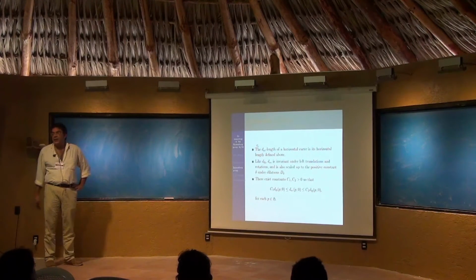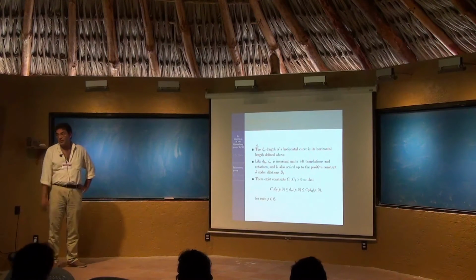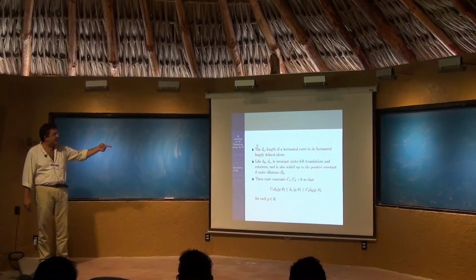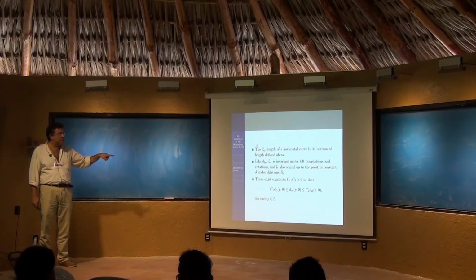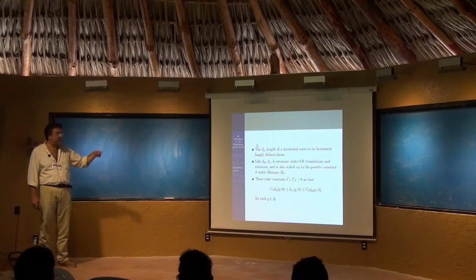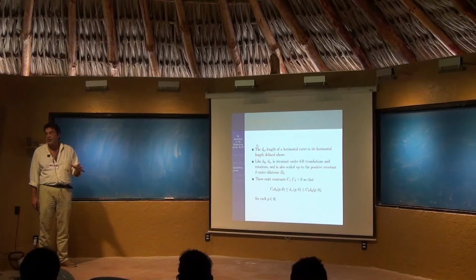Some things about the Carnot-Carathéodory distance: the length of a horizontal curve is its horizontal length, because it's a geodesic. d_CC is invariant under left translation and rotations, and is also scaled by a positive constant under dilation by delta. And also, which is very, very important, there exist constants such that C1 d_H(P, Q) is less than d_CC(P, Q), which is less than C2 d_H(P, Q). That makes these two metrics equivalent.